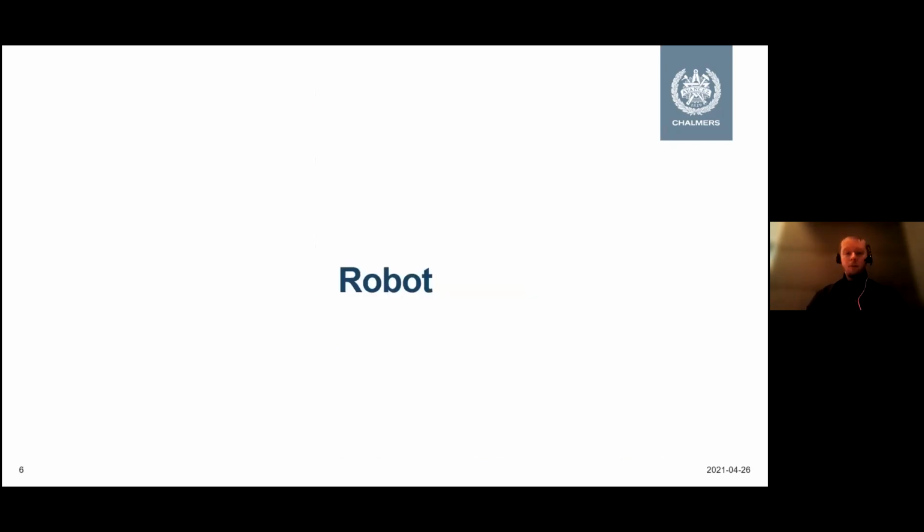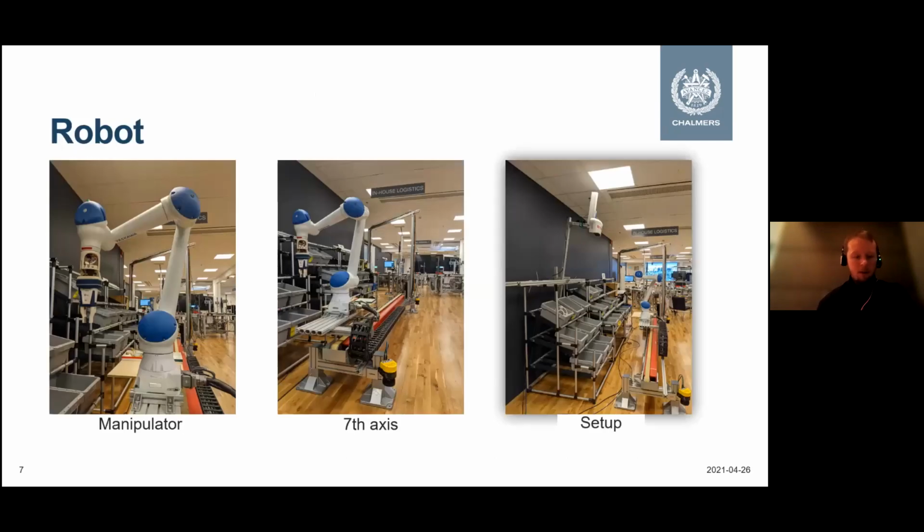So for the first part, the robot, we are using a Yaskawa HC10. It's a 6-axis robot arm with a payload capacity of 10 kilograms. We have it mounted on a 7th axis, so it can access different shelves at the kitting area. And we control it as a 7th axis.